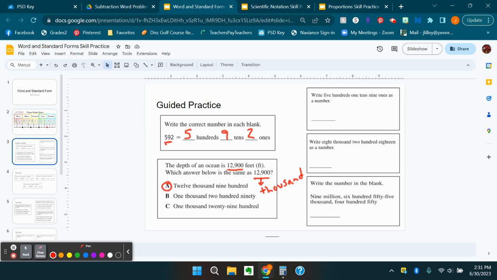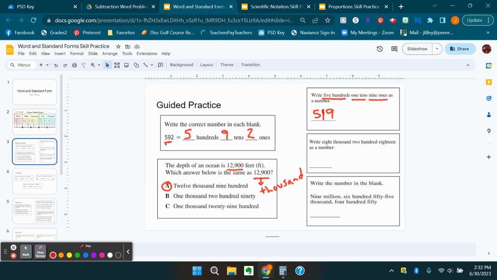The next one says write 5 hundreds, 110, 9 ones as a number. So I'm going to put 500, 110, and 9 ones as a number. So again, if you just go in order, 5 hundreds, write that down, 5. 110, write the number 1. 9 ones, write the number 9. If you just write it in order and even do it one at a time, that can be really helpful.